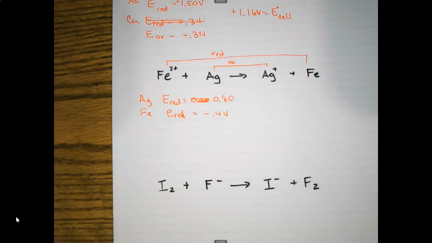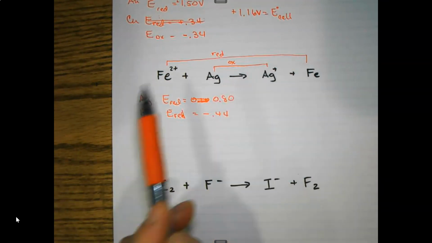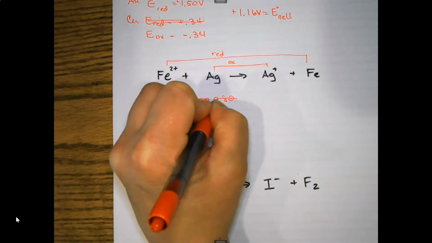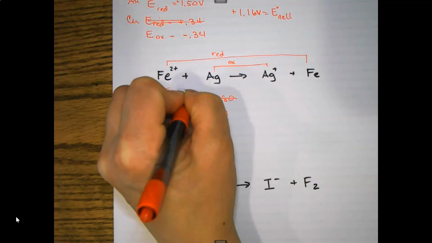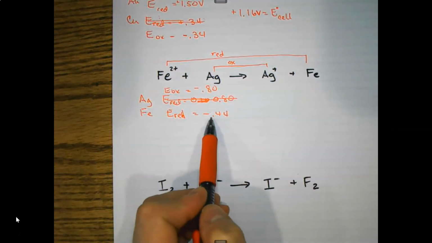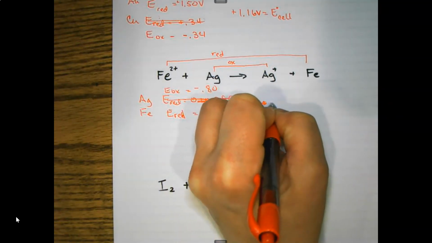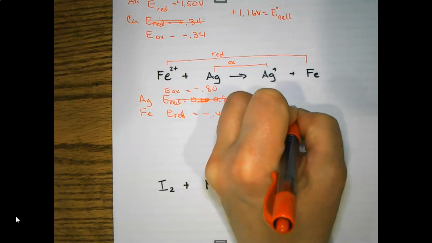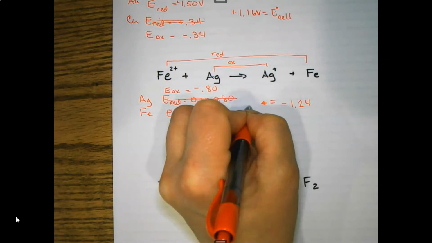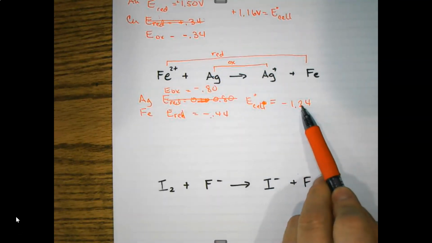Now, one of these has to be flipped. So we're going to flip the oxidation one because that's what we figured out in the equation. So this is going to become a negative 0.80. So negative 0.80 plus a negative 0.44 is not a positive. It's a negative 1.24. So the voltage of the cell is negative 1.24.